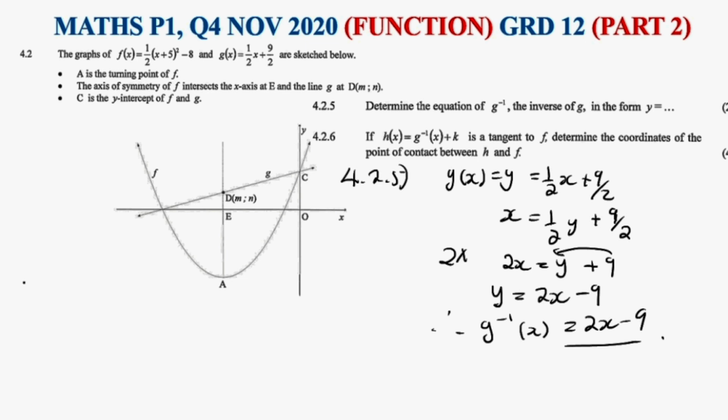4.2.6, it's saying if h of x is the inverse plus k, the inverse of g plus k is a tangent of x, determine the coordinates of the point of contact between h and f. Interesting question indeed. So therefore I will just say 4.2.6. How would you deal with this one, guys?